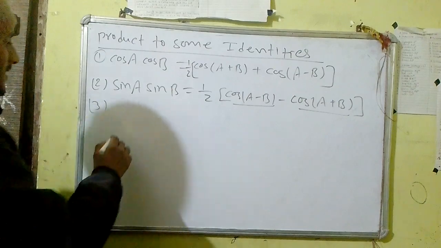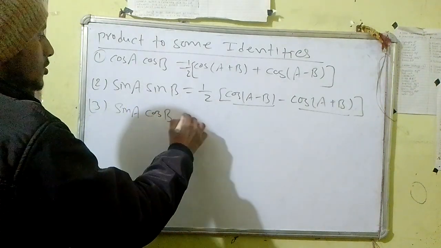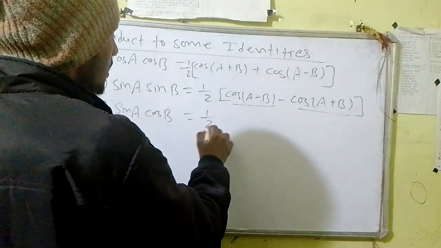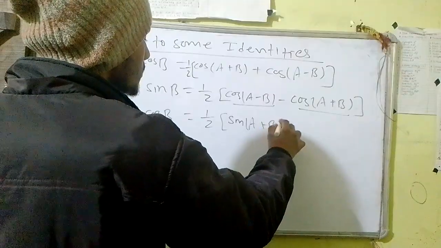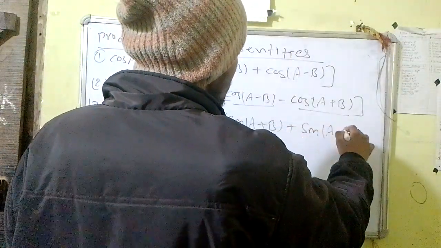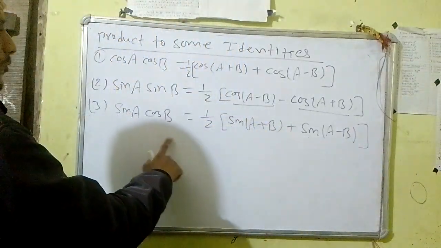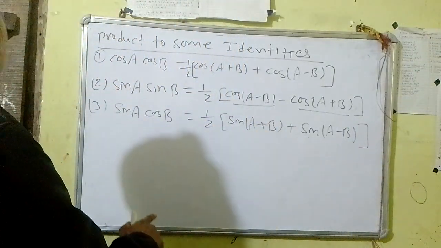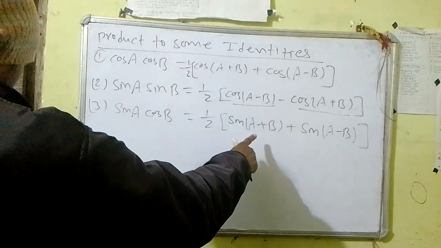Next is sine A cosine B. So what is sine A cosine B? This is half of sine A plus B plus sine A minus B. These two terms contain this, and when you add them, you get this. So have I written it right? Half of sine A plus B plus sine A minus B.